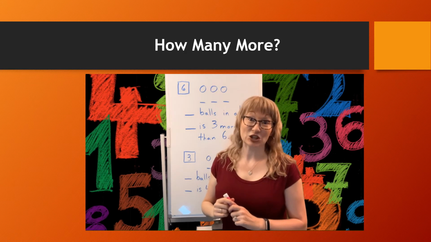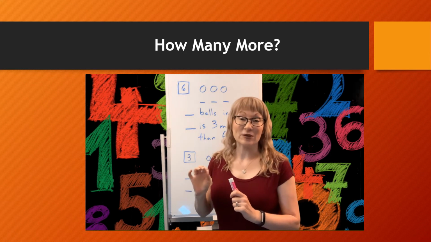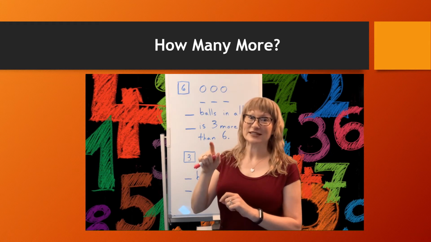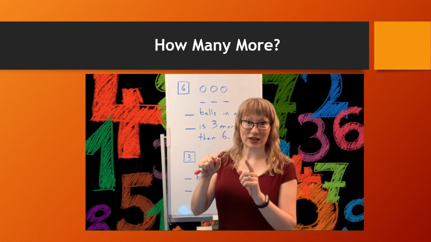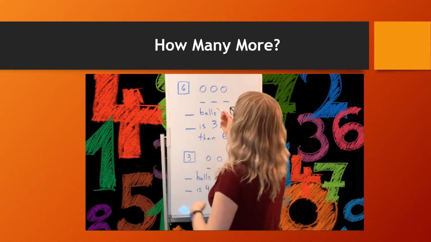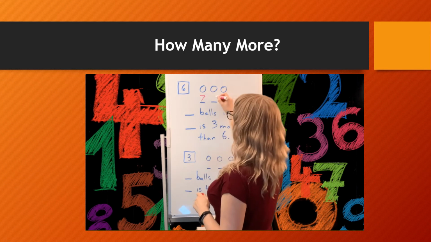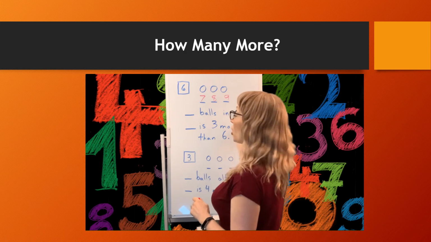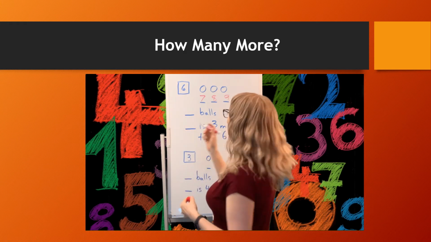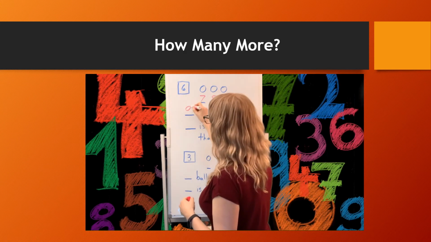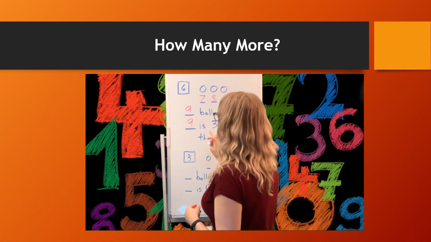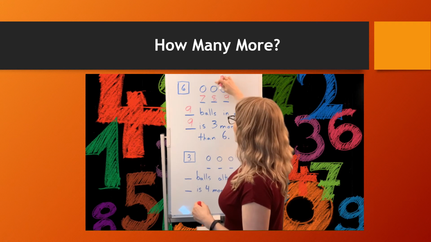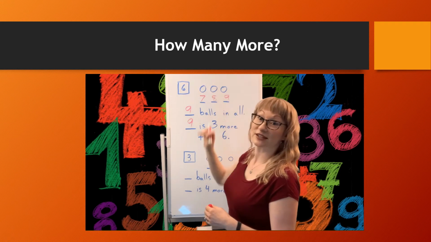We've got to add these to it. So we're going to count up from the 6. Ready? You're going to do the same thing on the next slide, so try to count with me. So 6, 7, 8, 9. Blank balls in all. Well, I'll put them all together and we get 9. 9 is 3 more than 6. Well, there's 9. It is 1, 2, 3 more than 6.